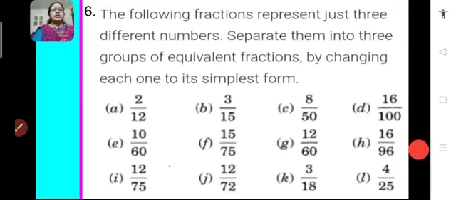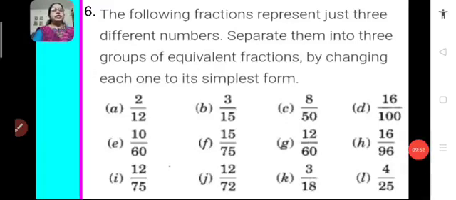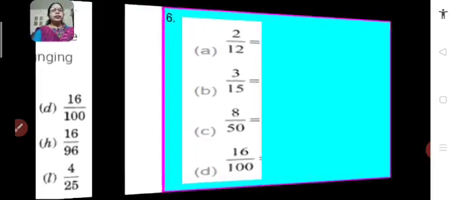Question number 6. The following fractions represent just 3 different numbers. Separate them into 3 groups of equivalent fractions by changing each one to its simplest form. So, we have the fractions here, we have to change them into simplest forms, compare them and separate them into 3 different groups, because they represent only 3 different fractions. Let us see how we do that.